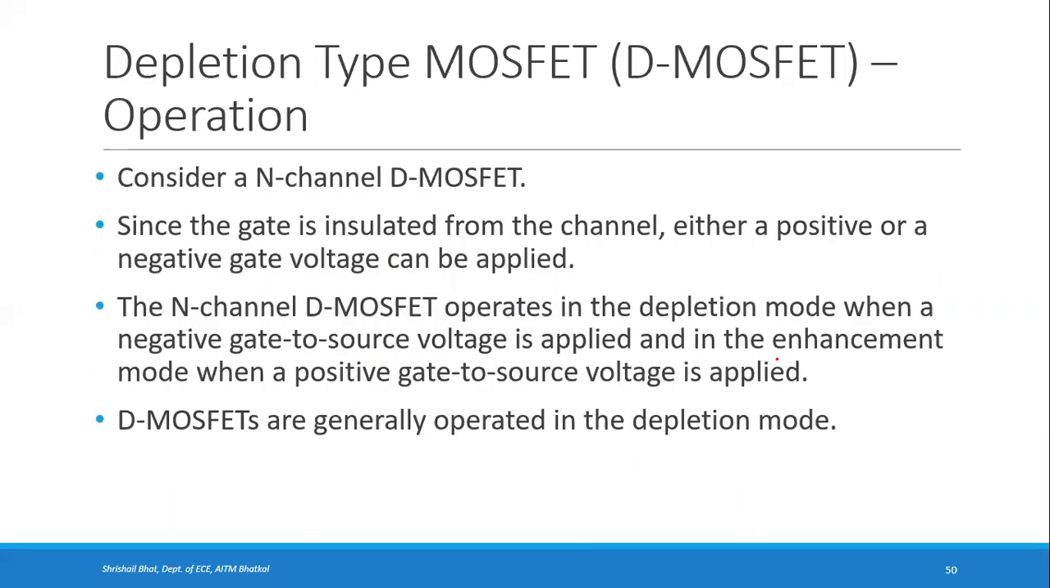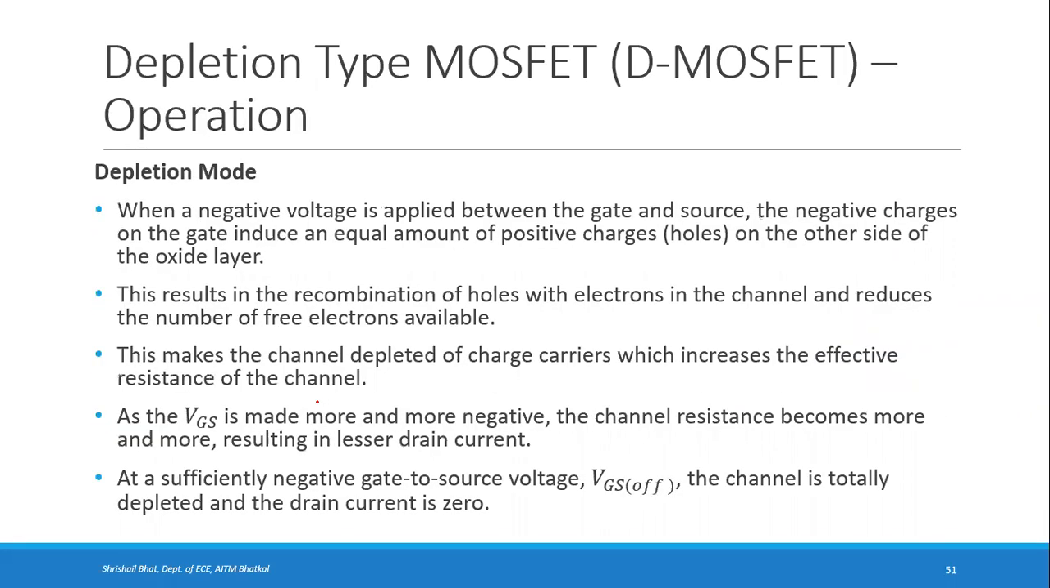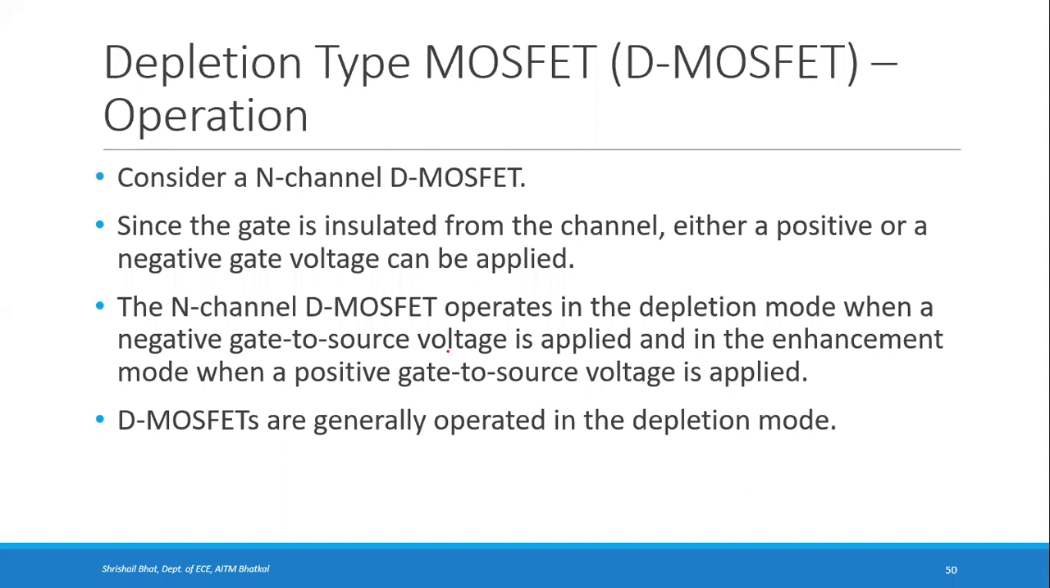So let us consider the example of an N-channel D-MOSFET now. In an N-channel D-MOSFET, since the gate is insulated from the channel, either a positive or a negative gate voltage can be applied. And based on what you apply, there are two modes of operation. It can either operate in depletion mode or in enhancement mode. The N-channel D-MOSFET operates in the depletion mode when negative gate to source voltage is applied. If that applied gate to source voltage is positive, then it operates in enhancement mode.